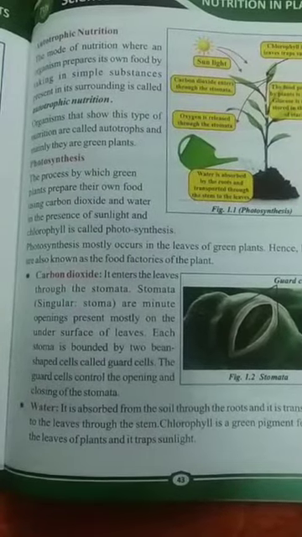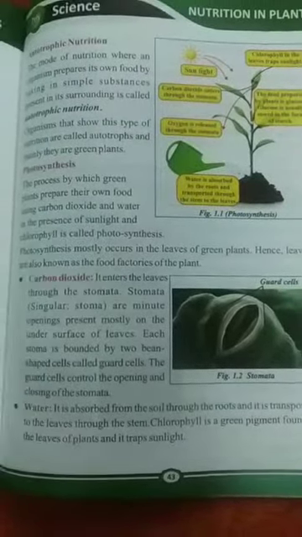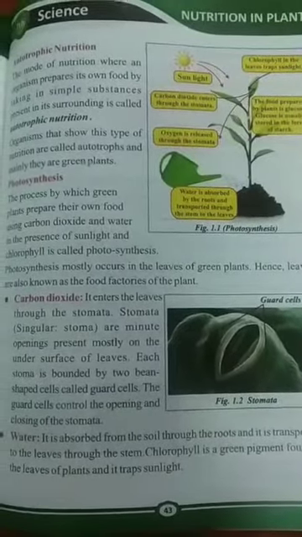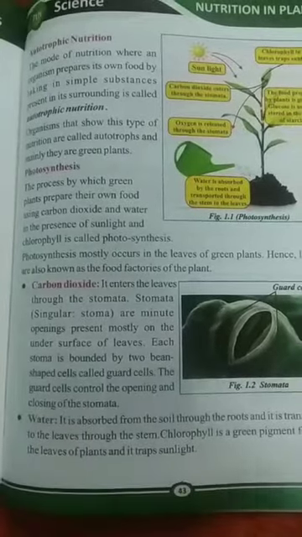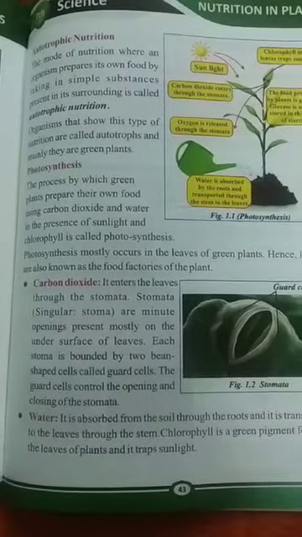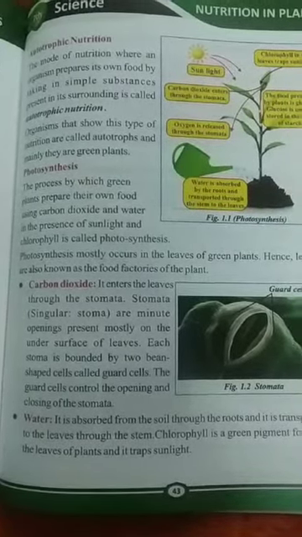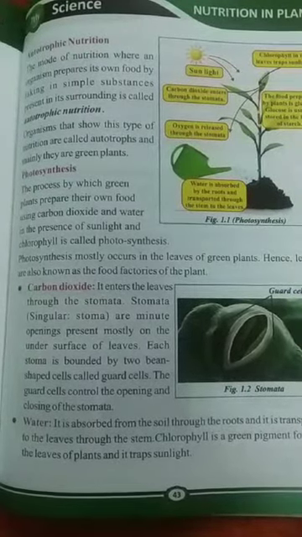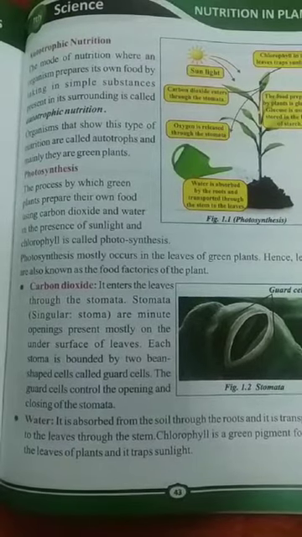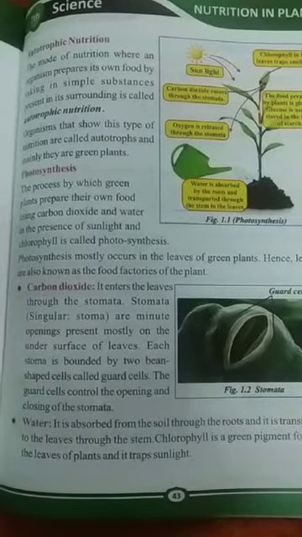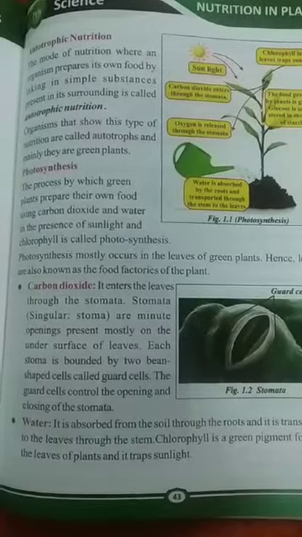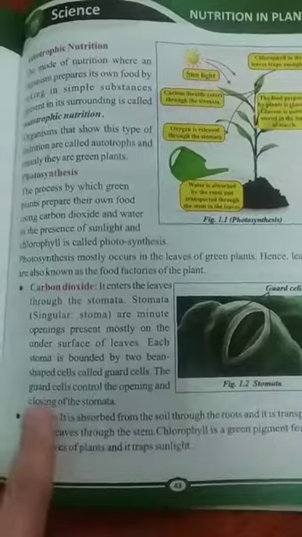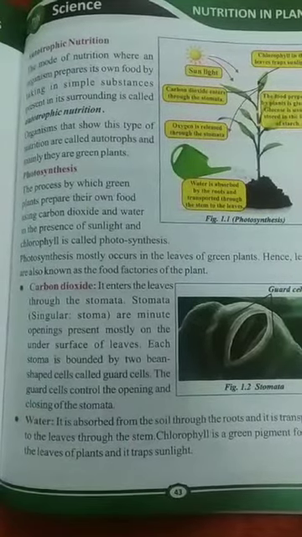First one was carbon dioxide, that means CO2. One atom of carbon and two atoms of oxygen. Right. So it enters the leaves through the stomata. Stomata are the minute openings that are present mostly on the under surface of leaves. Each stomata is bounded by two bean-shaped cells. These bean-shaped cells are known as the guard cells, right? The guard cells control the opening and the closing of stomata.